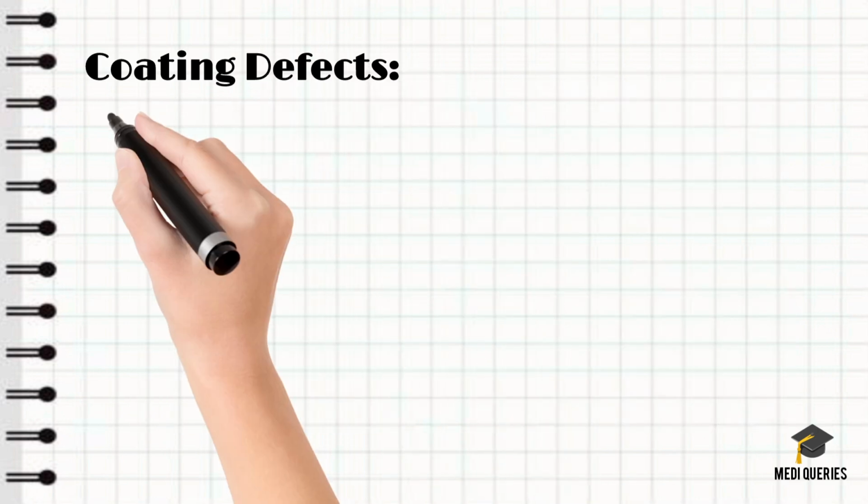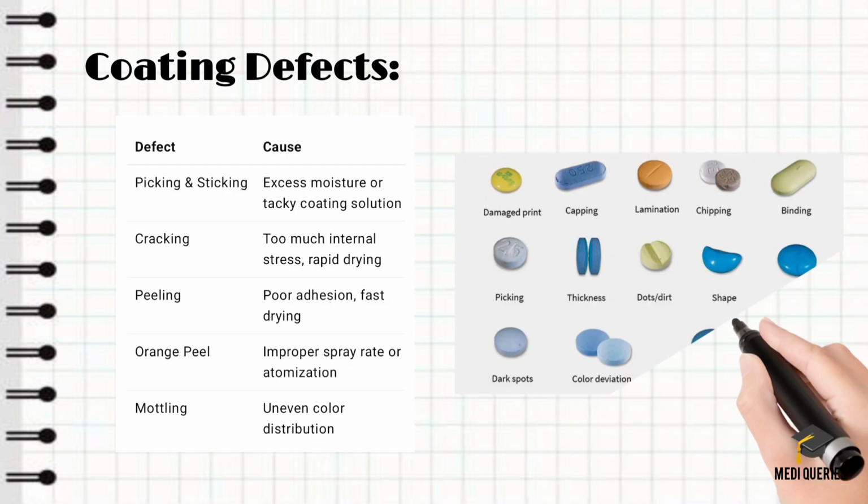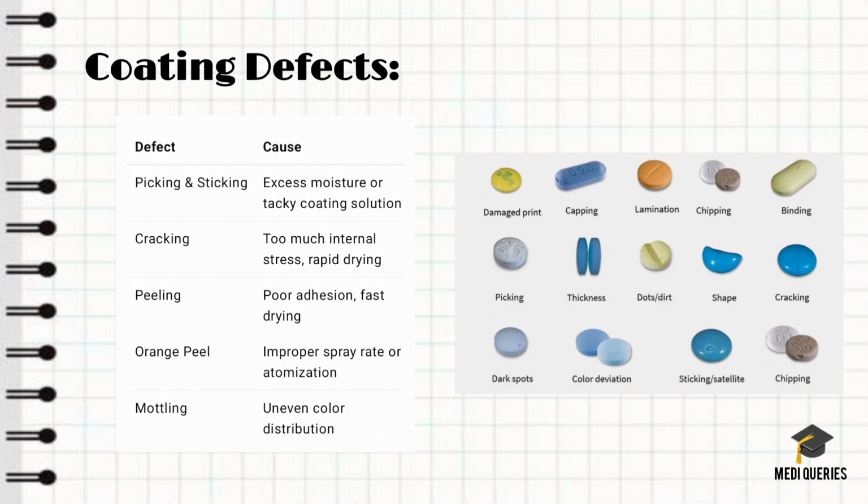So let us see some common coating defects, like picking and sticking. The main cause of picking and sticking is excess moisture or tacky coating solutions. Picking is nothing but the tablets sticking to each other or to the pan. Next one is cracking. Here the tablet coating may get cracked, which is easily observed. This is mainly due to too much internal stress or rapid drying.